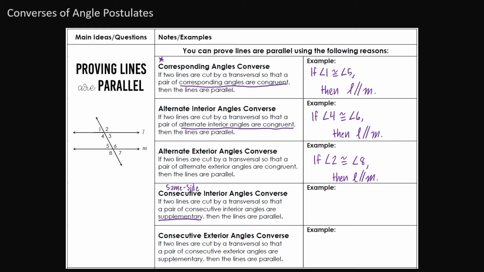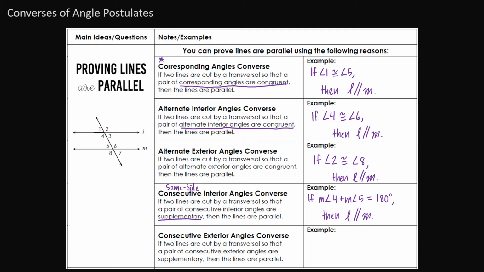So if we think about our consecutive interior angles, that would be either angles 4 and 5 or 3 and 6. So let's just choose 4 and 5. So if they are supplementary, if the measure of angle 4 plus the measure of angle 5 equals 180 degrees, then line L is parallel to line M.